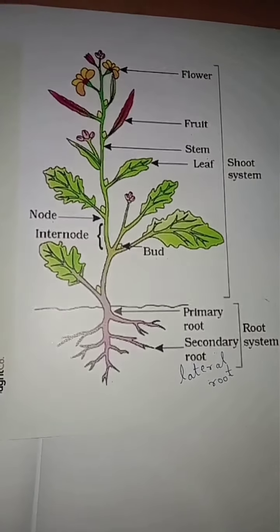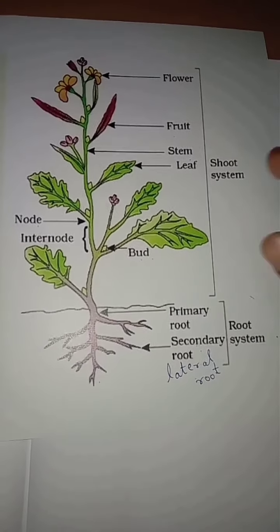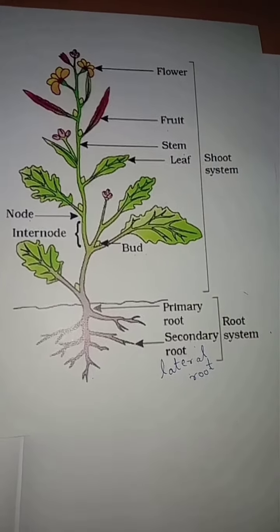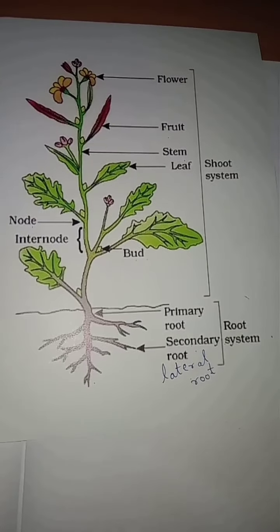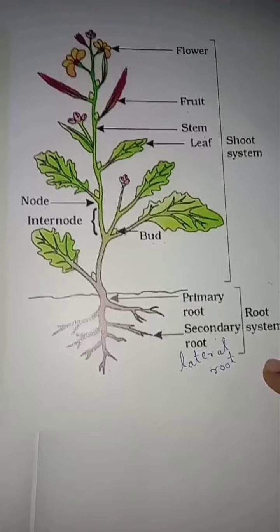So children, today we have learned about the parts of the plant in the shoot and root system. In the next class we will learn about all these parts of the plant in detail with neat explanation.